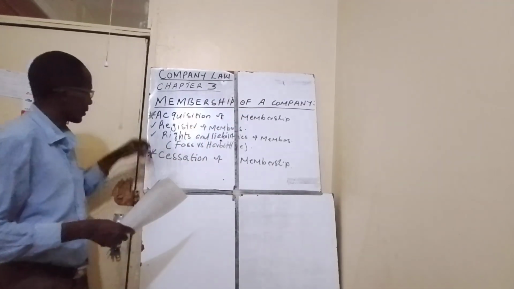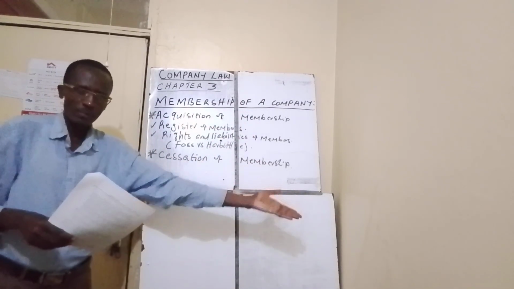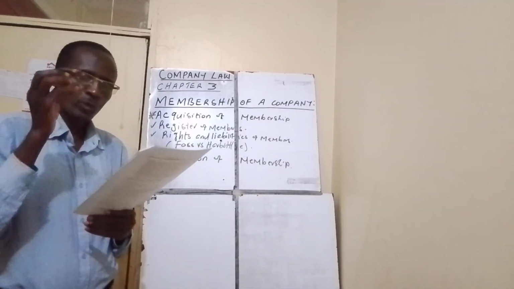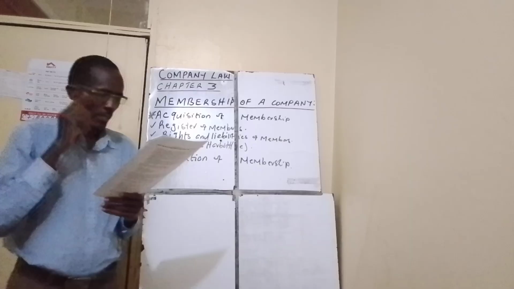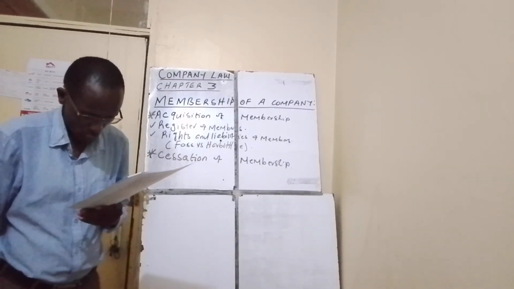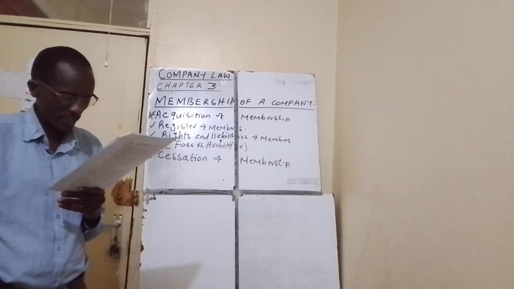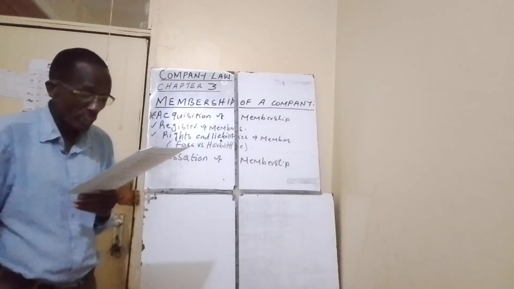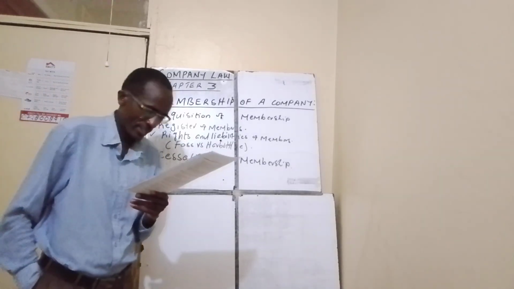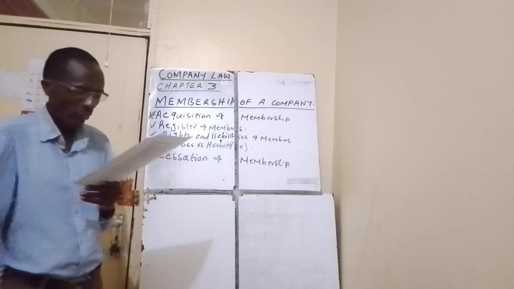That's why I've said, understand the acquisition of membership and the cessation of membership. So transfer is one of the ways in which you stop being a member. This occurs when an existing member sells all the shares to a third party. The third party will become the new member of the company, while the transferor ceases to be a member of the company. So transfer.